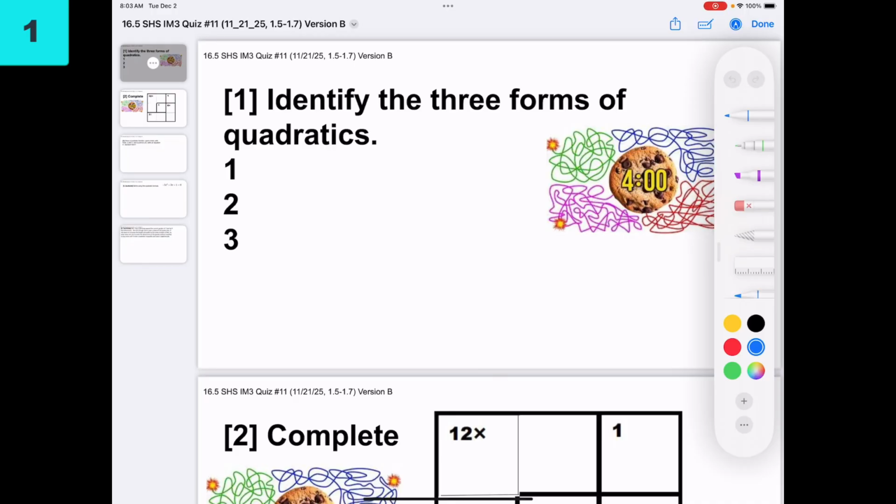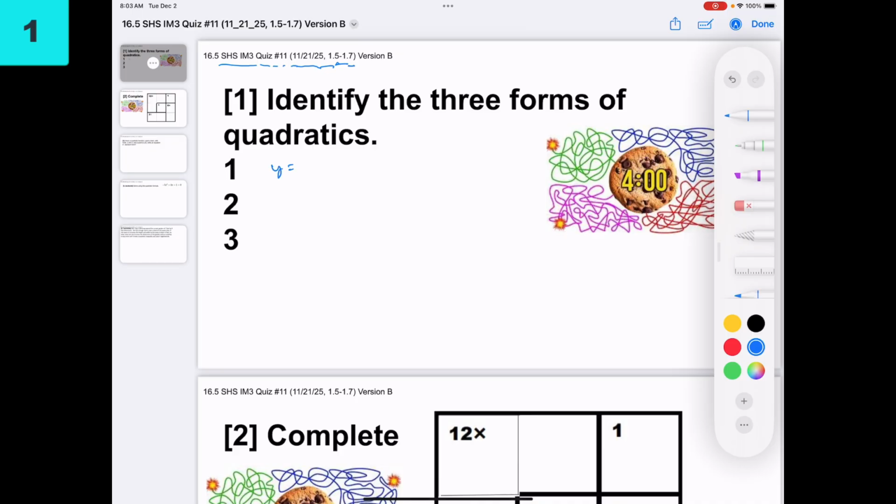Hey guys, it's Mr. Ng. This is going over quiz number 11, November 21st, 25th, 1.5, vertex form, quadratic formula, converting forms, and inequalities. Identify the three forms of quadratics.